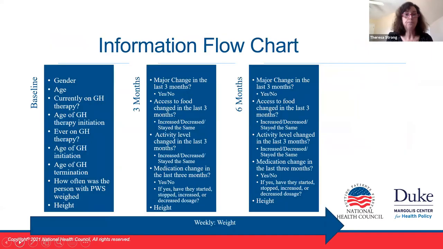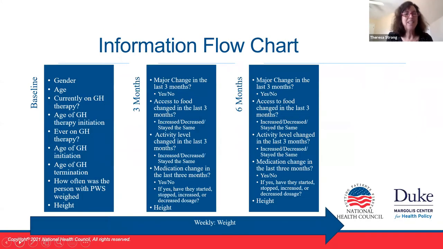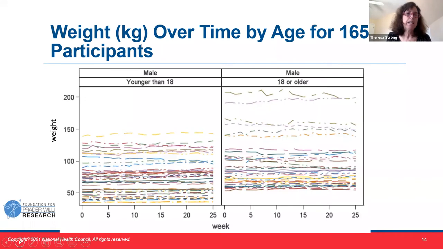Next slide. And this just shows an outline of the questions that we asked at 0, 3, and 6 months, again, about the environment and about the height of the individual, since some of our kids, it was for age 12 and up, some of our kids were still growing. So next slide just shows some of the data, and each line is a different individual, and their change in weight over 25 weeks. And here is shown the males younger than 18 on the left and older than 18 on the right.